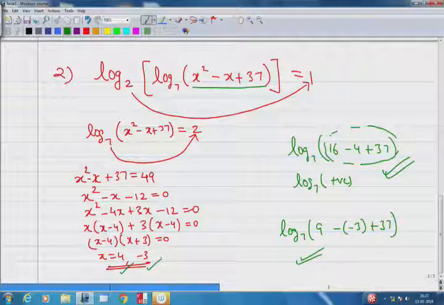If one of the expressions gives a negative answer, then we will reject that one, because log is defined only for positive numbers. I hope this is clear. Any doubt in this one?